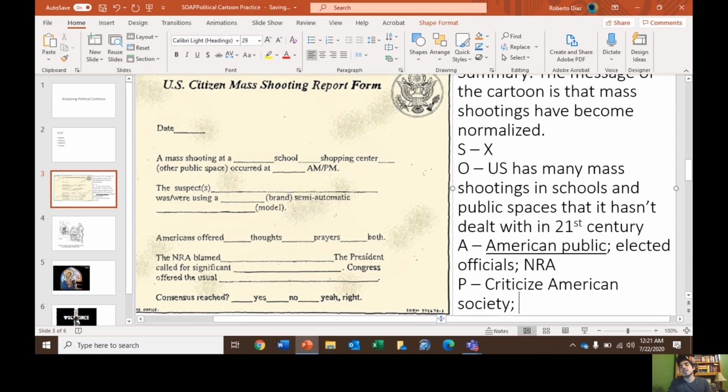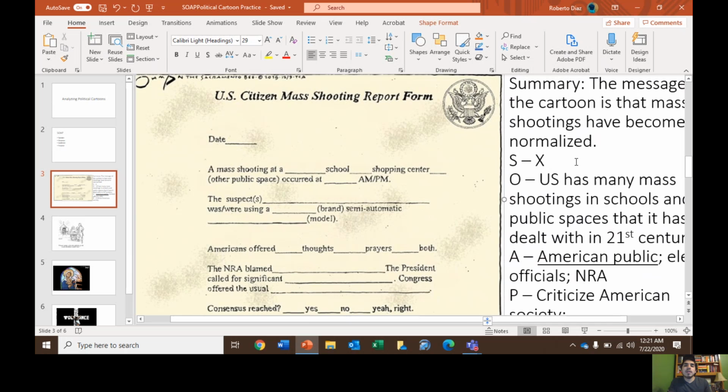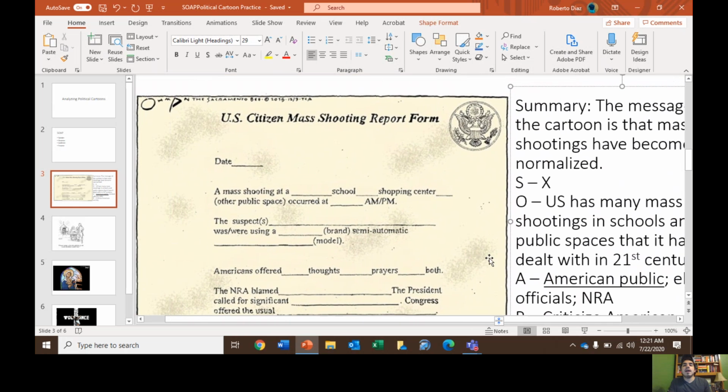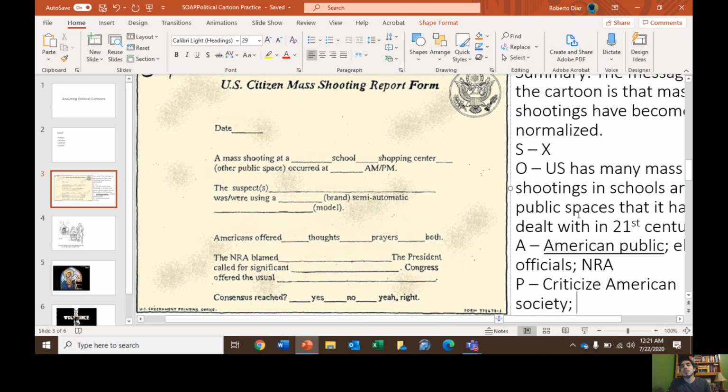Maybe even to criticize different aspects of our government and interest groups, aspects of our government being Congress and the president, and interest groups being the NRA. So it seems like a general criticism of American society. How can you let this happen? So all of that is going on in the back of your head as you're analyzing this political cartoon. This would be going on super, super fast.